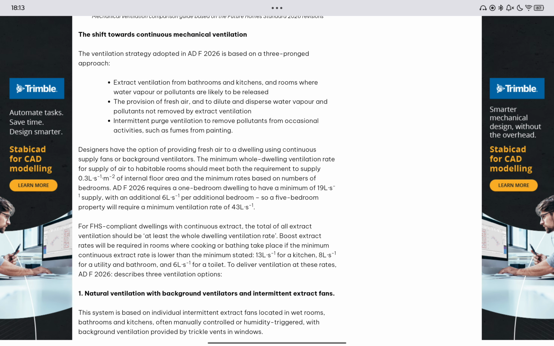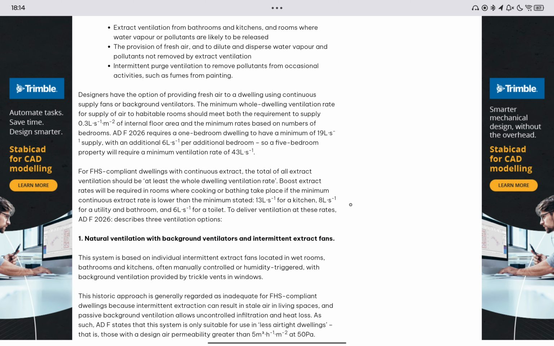Designers have the option of providing fresh air to a dwelling using continuous supply fans or background ventilators. The minimum whole building ventilation rate for supply of air to habitable rooms should meet both the requirement of supply, i.e. 0.3 litres per second per metre squared of internal floor area, and the minimum rates based on numbers of bedrooms. ADF 26 requires a one bedroom dwelling to have a minimum of 19 litres per second supply, with an additional 6 litres per second per additional bedroom, so a 5-bedroom property will require a minimum ventilation rate of 43 litres per second.